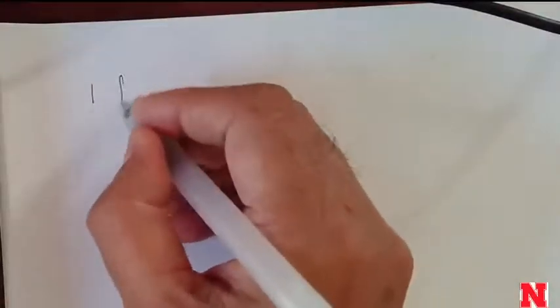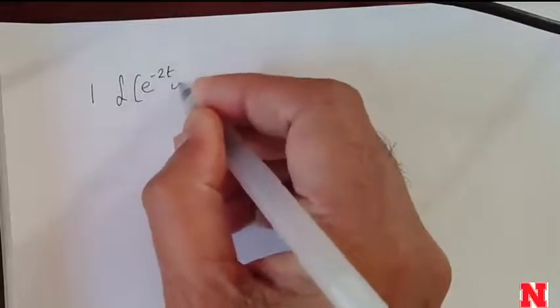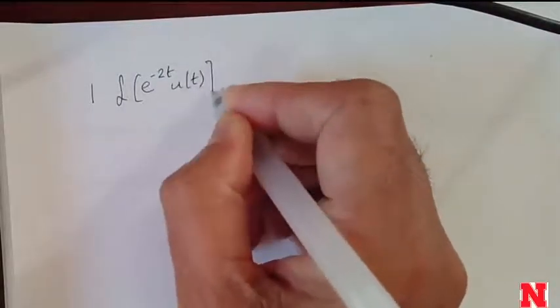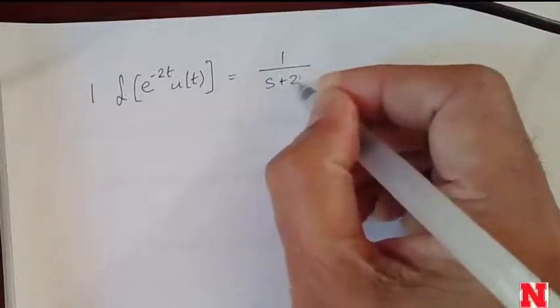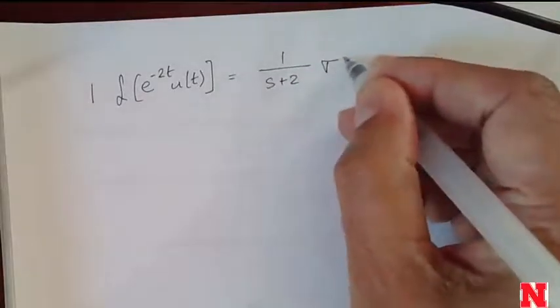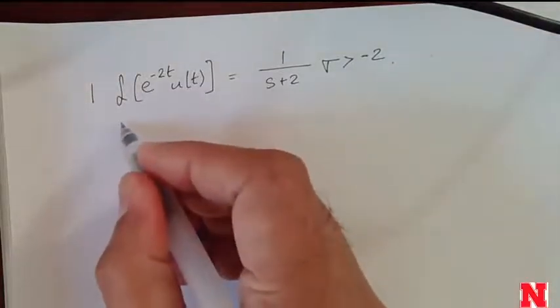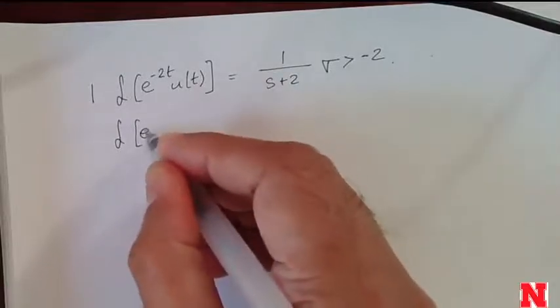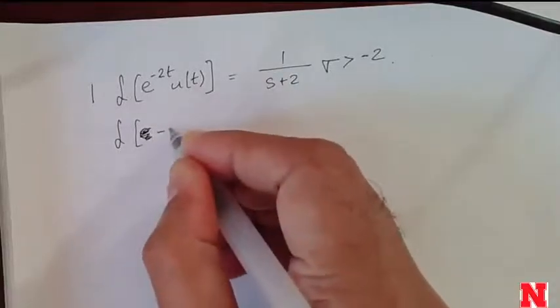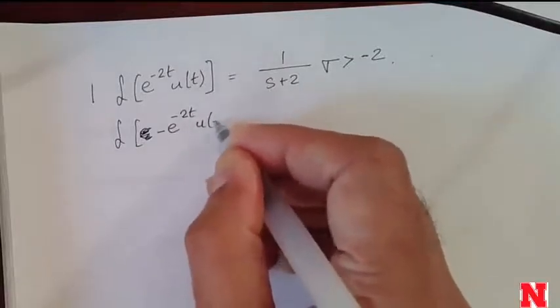So the last time we looked at the Laplace transform of e to the minus 2t u of t, and we said this was equal to 1 over s plus 2 with the region of convergence sigma greater than minus 2. Okay, so let's take a look at the Laplace transform of a different function, and this one is minus e to the minus 2t u of minus t.